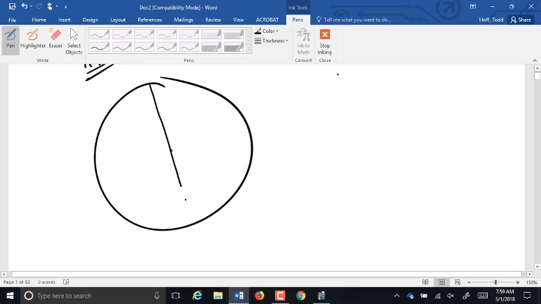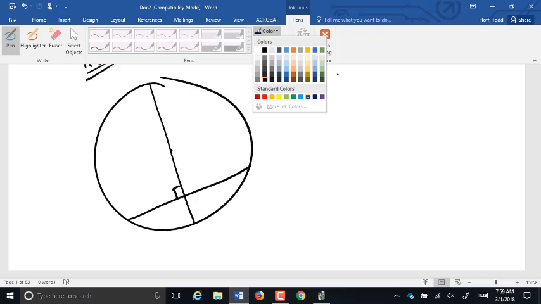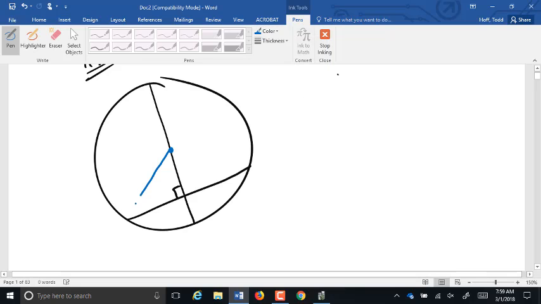We have a circle with a diameter and a chord. Chord is at a right angle. We know that the radius is 3 centimeters. And we know that this is 2.5, right? That means this is also 2.5. It's asking what's KF, and KF is this little piece right here.